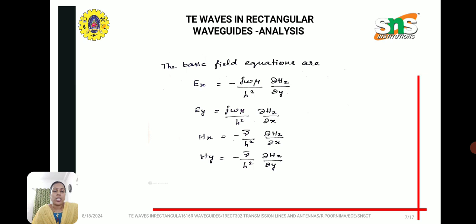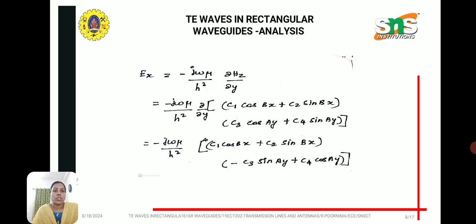In these field equations, we are going to substitute the Hz value. So for Ex, minus jωμ divided by h squared. Here we substitute the Hz value, and we differentiate with respect to y. So minus jωμ by h squared. When we are differentiating with respect to y, the change occurs in the second, third and fourth terms only.